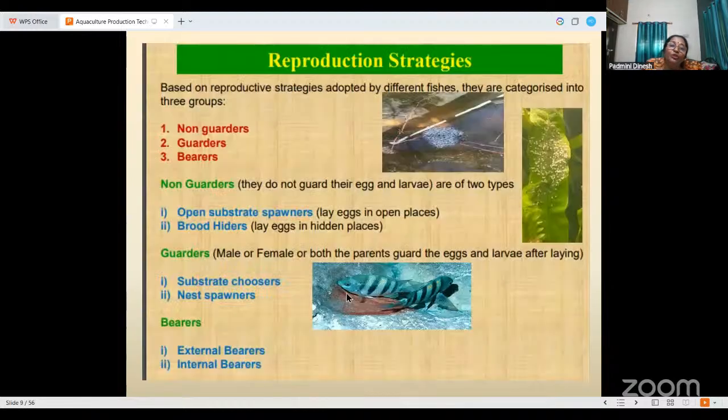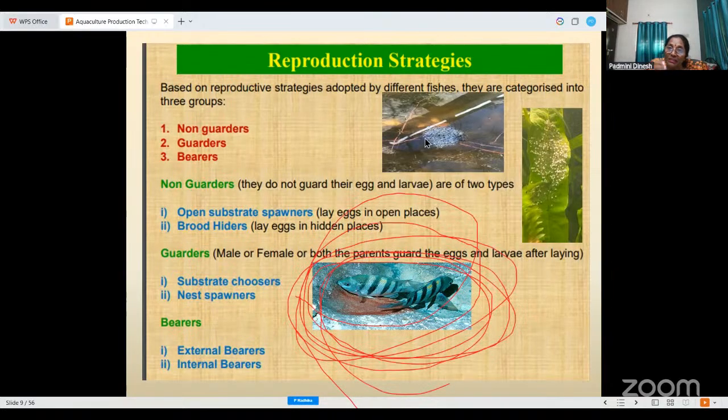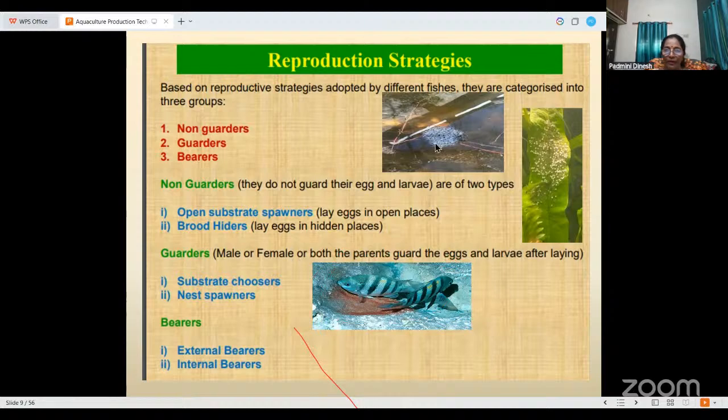Now, there are different types of reproduction strategies over here. So what are the strategies? The fishes can be of three types: non-guarders, guarders, and bearers. Now, non-guarders lay the eggs wherever it is pleasing for them. They just leave them over there. If all the eggs survive, then fine. Otherwise, some are eaten away by the predators, as we were talking about. So these are non-guarders, that is, the eggs can be laid anywhere on open substrate spots.